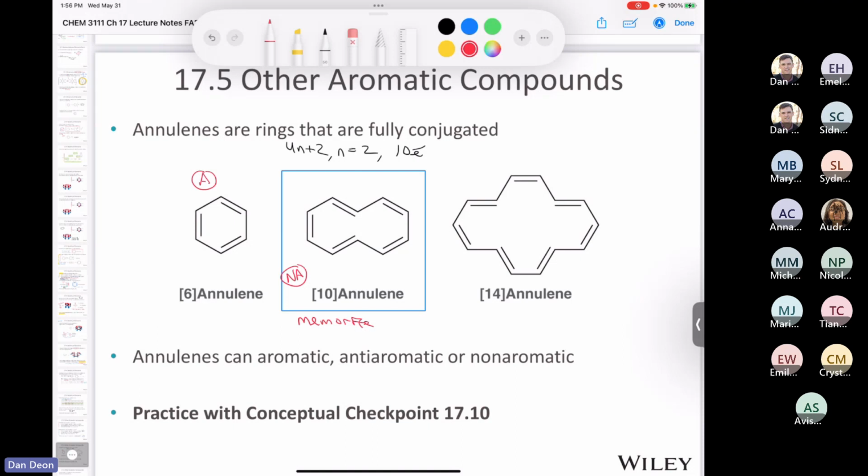Somebody put in the chat just like, what? As my daughter would say, what the? Okay. So here's the reason why. And you have to memorize this one.